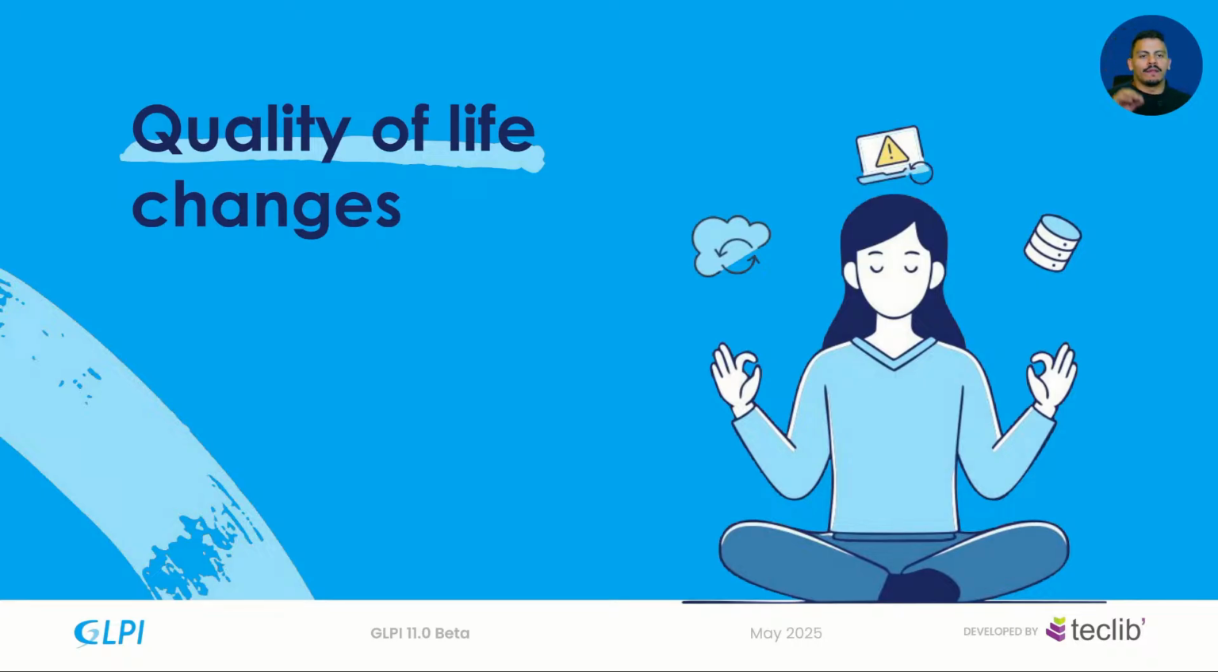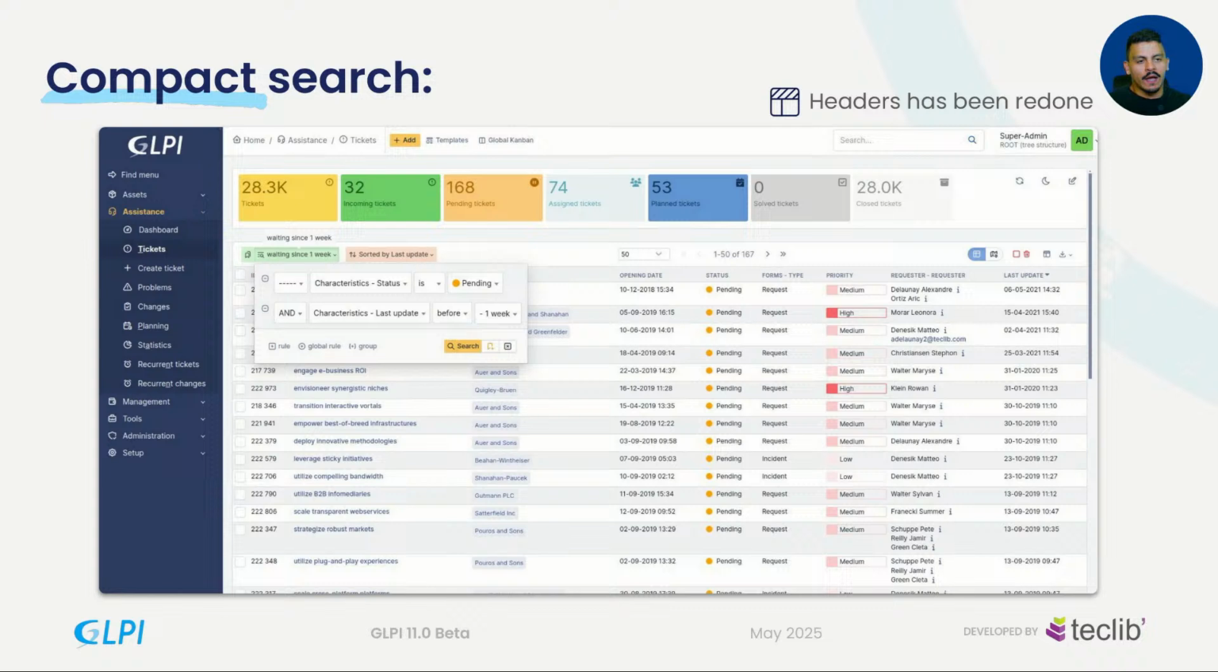And I have some smaller changes in GLPI. The first one: we have again made some changes to our header for filtering tickets. So if you open the tickets list, and not just tickets but every place in GLPI that has a list, you have this new visualization, this new user experience.